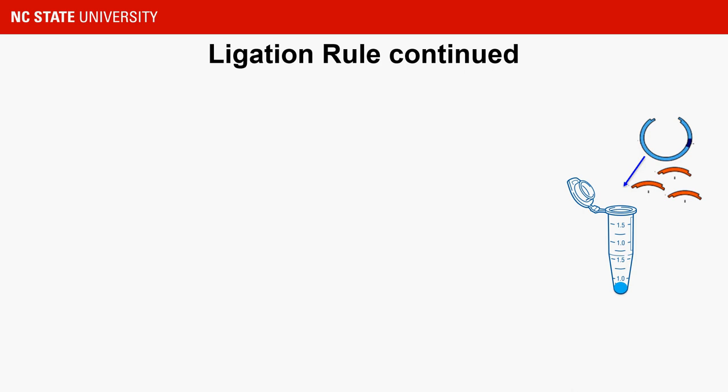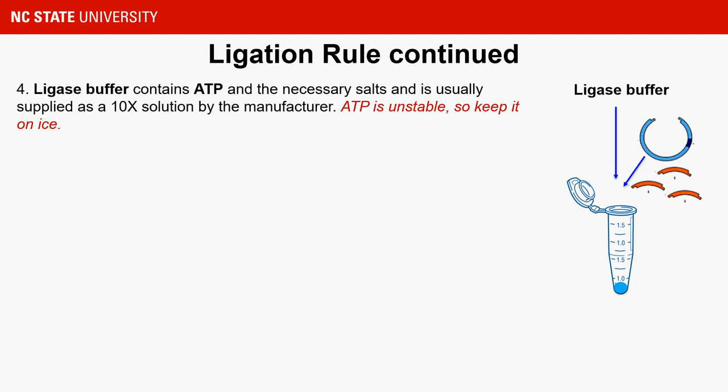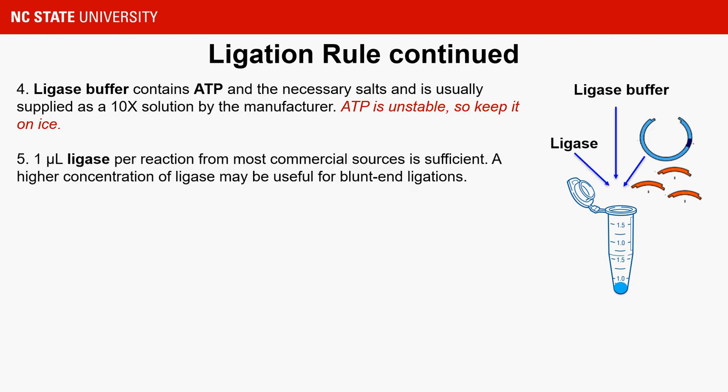Now, we know how much vector and insert to add to a ligation reaction. The next thing we need to add is a ligase buffer. The ligase buffer contains the necessary salt and ATP to allow the ligase to work appropriately. Because ATP is unstable, we need to keep the ligase buffer on ice. Finally, we need to add ligase. For most reactions, 1 microliter of ligase is sufficient. However, sometimes for blunt end ligation, a higher amount of ligase is desirable.